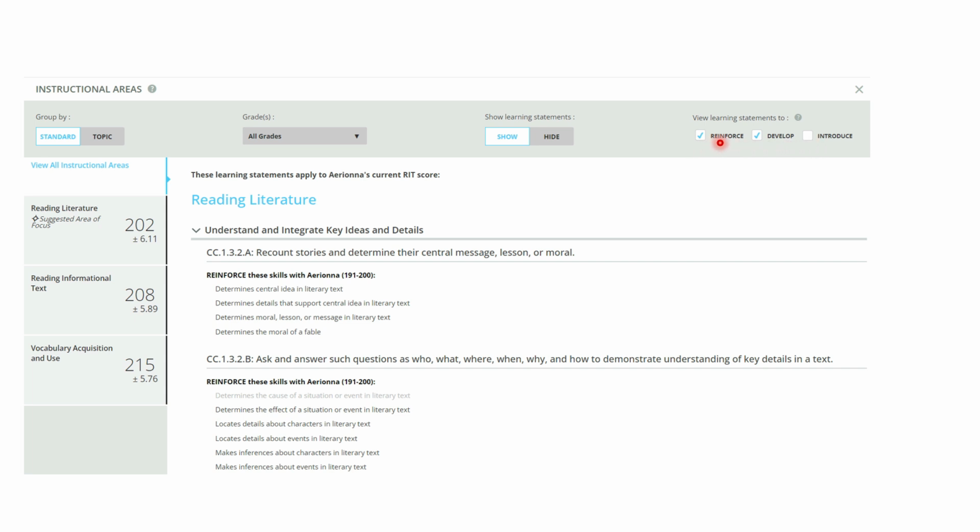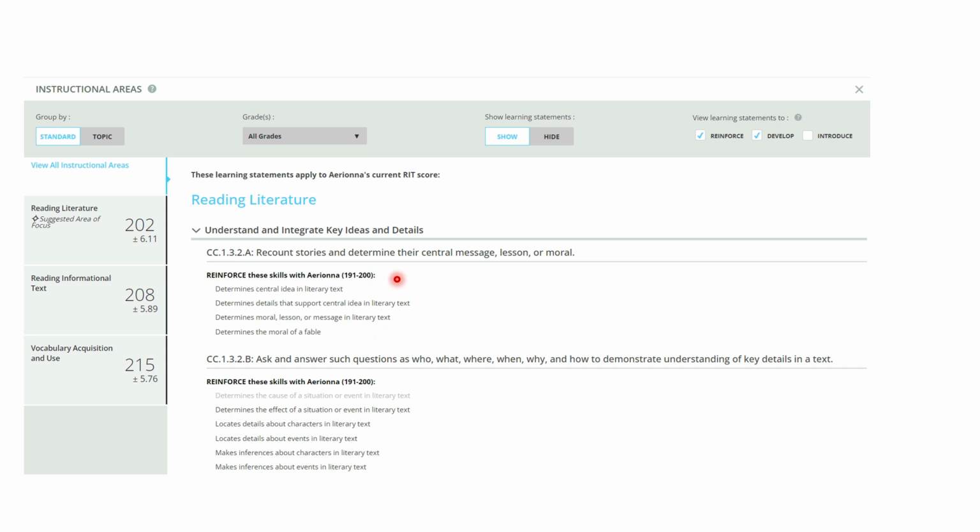So you can look at areas that the student needs to reinforce. You could look at the areas the student needs to develop in, or you can look at items that are able to be introduced but really need support because they're not quite there yet based on their RIT score. You can check mark these, toggle these on and off. You could show all of them, you could show one of them, whatever works for you. And it will give you specific standards and topics based on your student's RIT score.